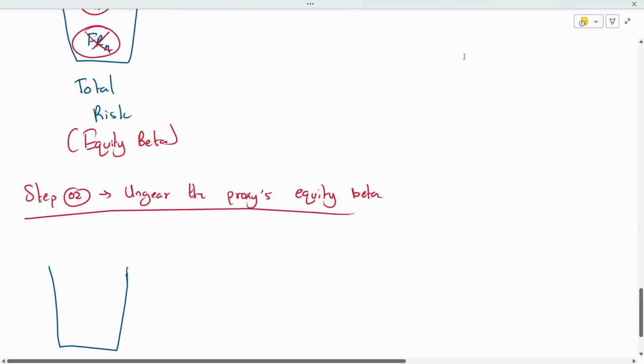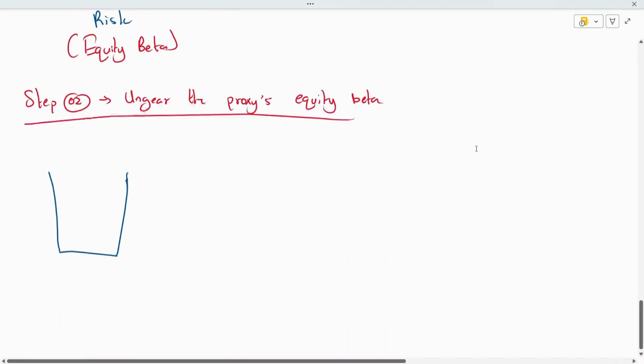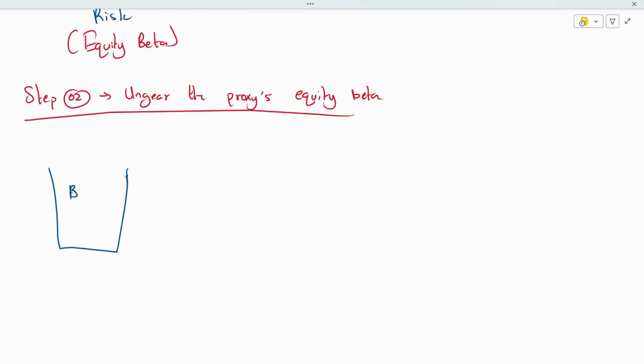We are taking this financial gearing out. We are taking the financial risk out of the cup. What is left over inside the cup? Inside this cup, the business risk of company A, or the risk of the supermarket industry, is remaining.